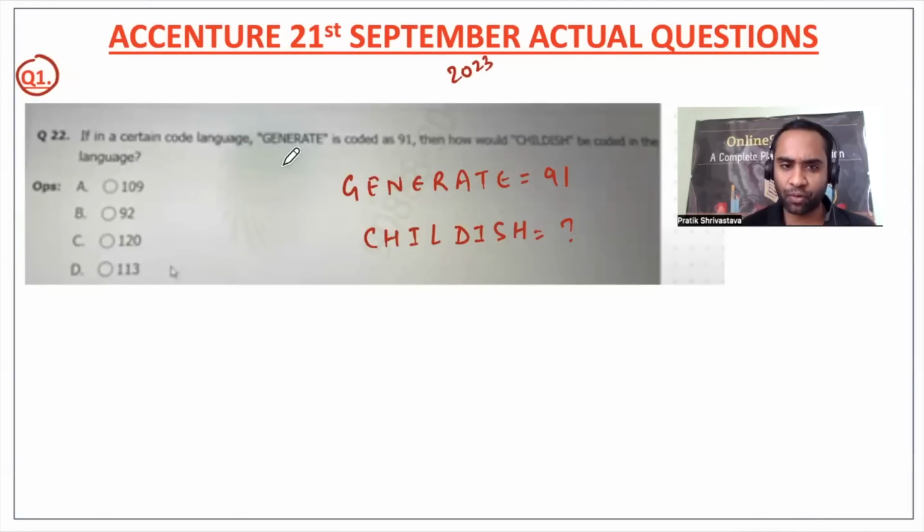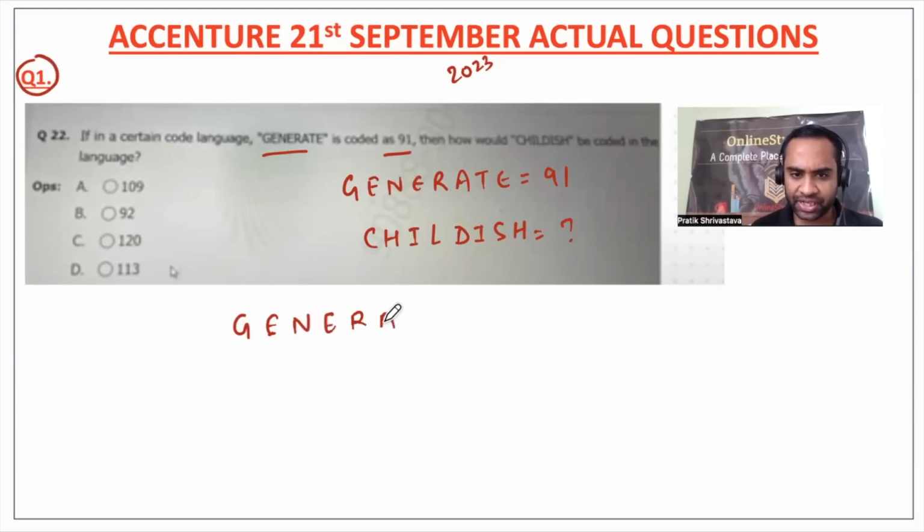If in a certain code language generate is coded as 91, then how would childish be coded in the same language? Now many of the students were not able to solve this question, so let us try to understand the logic. Generate is coded as 91. First of all we need to write the alphabetical position of each letter. G is 7, I have told you the trick in the course.